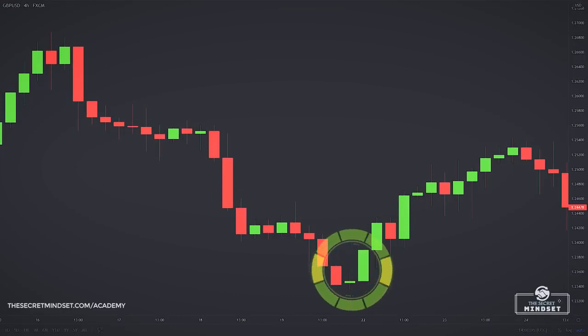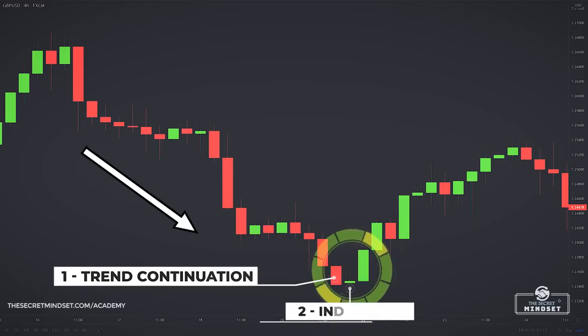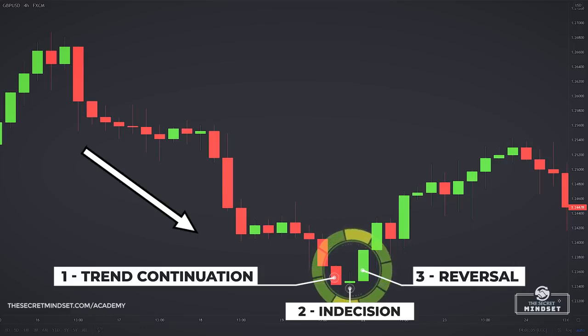Here the pattern occurred during an obvious bearish trend. The first candle confirmed the seller's domination, and the second one produces indecision in the market. Basically, the second candle indicates that sellers were struggling to push the market lower. The third bullish candle indicates that buyers took control from sellers, and the market is likely to move upward.